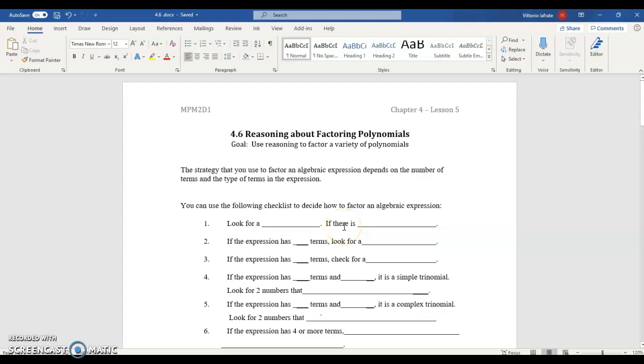This is a video for lesson 4.6, reasoning about factoring polynomials. We've seen different types of polynomials, and for each of them there were different strategies that you could use to factor them. So what we're going to do today in this video is summarize the different types of polynomials and take a look at the different tips that there are when you're presented with a polynomial to factor.